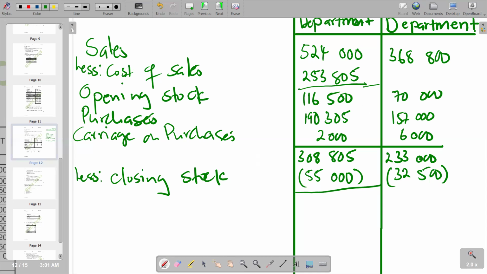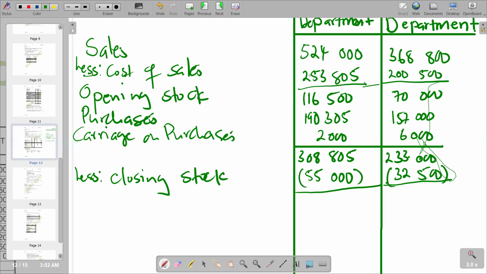So this is what we have. On the restaurant column also, we are going to say 233,000 minus 32,500, and we should close there. If you say 233,000 minus 32,500, you are going to get your answer as 200,500. And again, at this figure, we're saying less here.